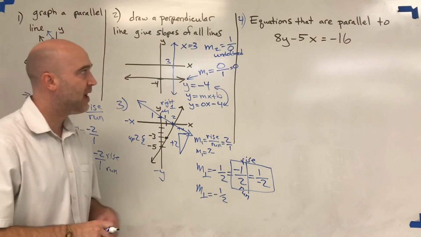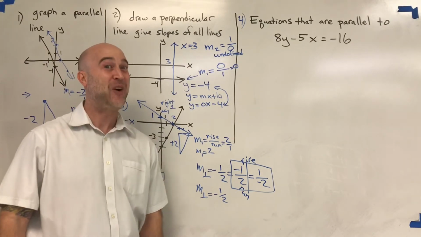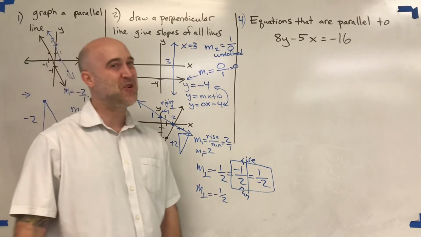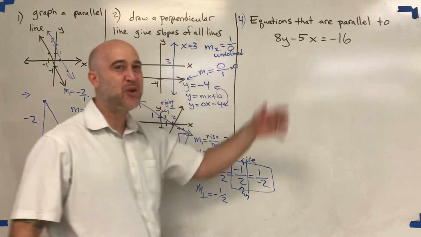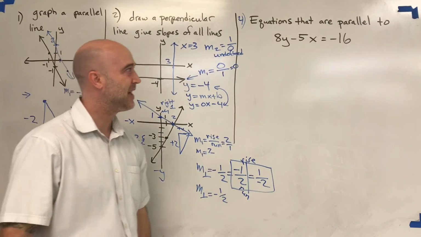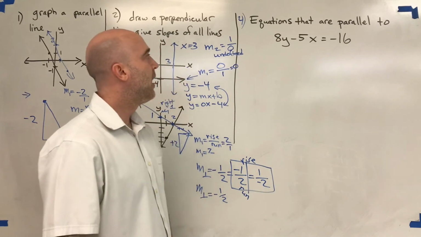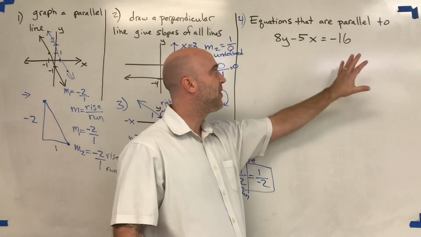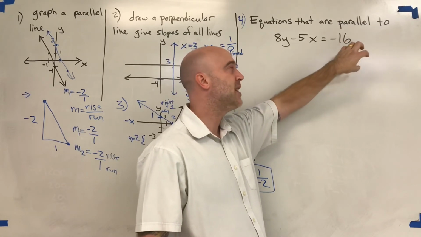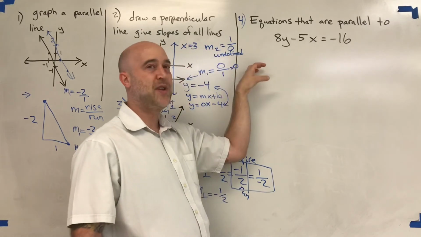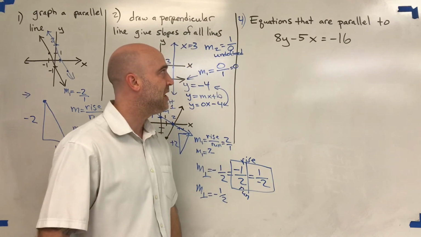Equations that are parallel to this one. Well, do you remember what I said to think of when you hear parallel? Slopes are the same. Well, this one's a little bit hidden. It's kind of muddled up with how they wrote it. It looks like it's written in standard form, or I think it's called standard. It's where the constant is by itself, and then all the variables are on the other side. But we need to put it in a form where we can see the slope a little easier.